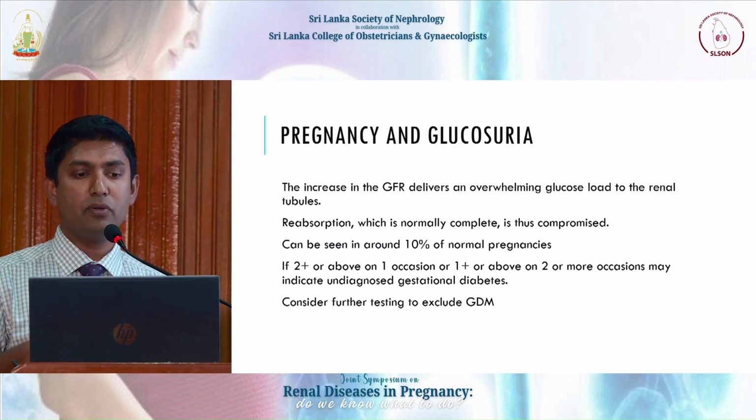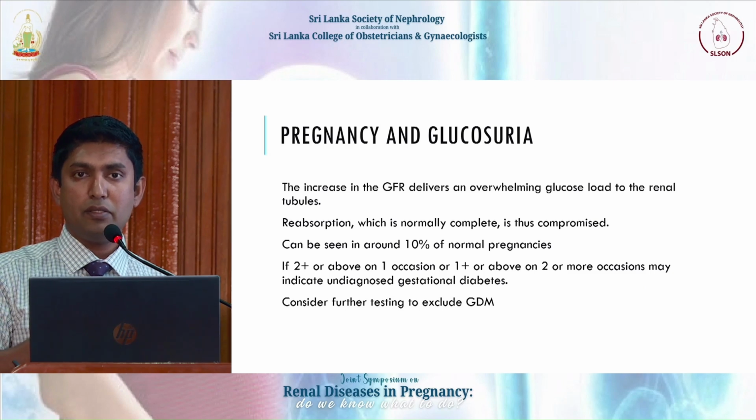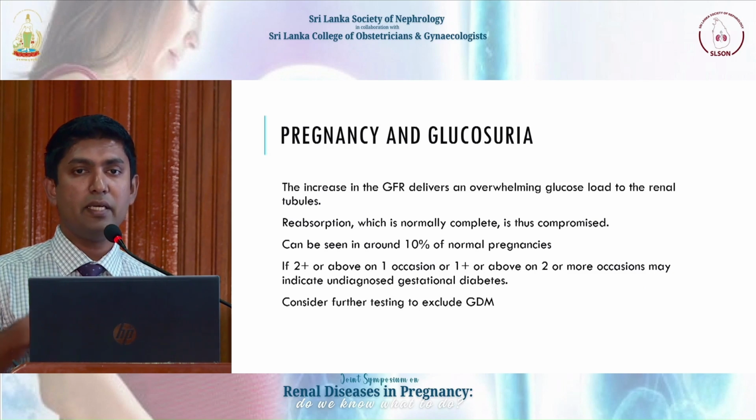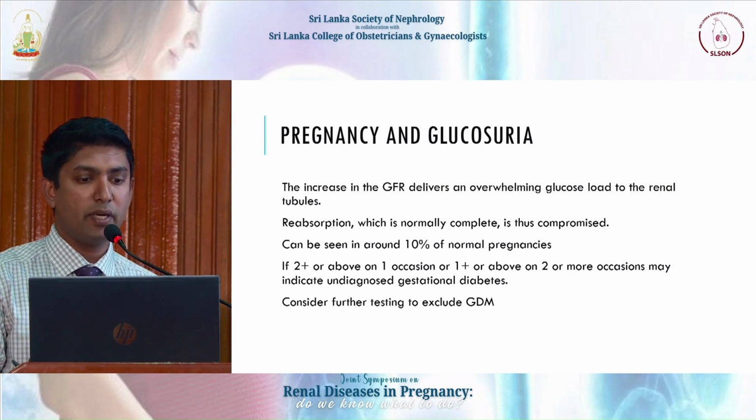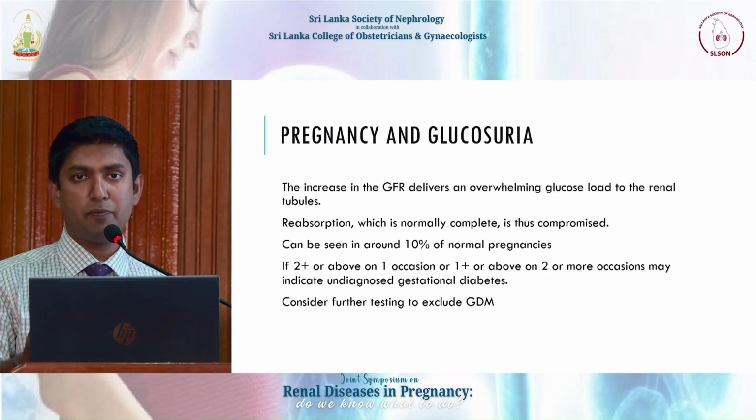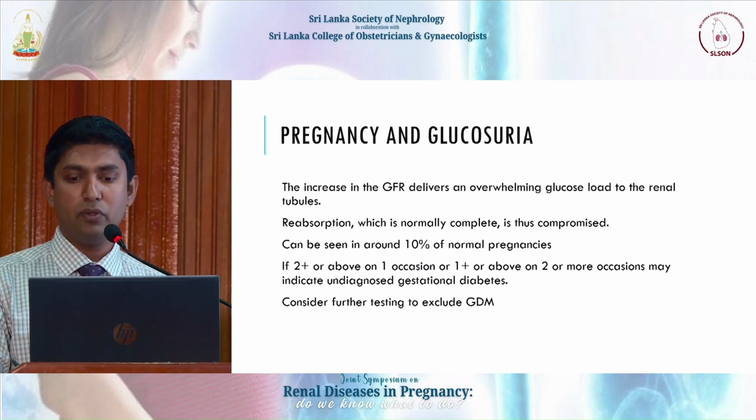So pregnancy and glucosuria: the GFR is increasing, so the amount of glucose coming can be more than the transport maximum. So even in the physiological state, the glucose can appear in the urine. But if it is persistent, we might have to screen for GDM.